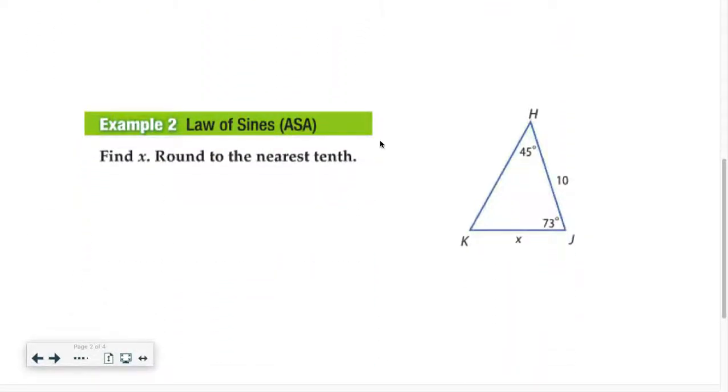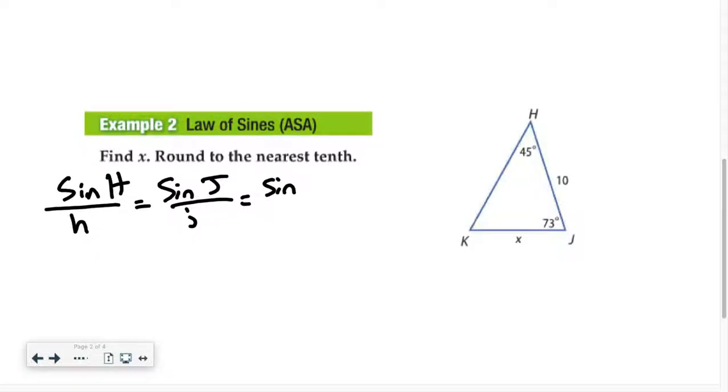This one, again, we've got two angles, angle H and angle J, and we've got one side that is known. Instead of using A, B, and C, we'll use H, J, and K as this problem does. And we'll write out the proportion for law of sines. So sine of angle H, I don't need parentheses quite yet. When we substitute, we'll use parentheses.